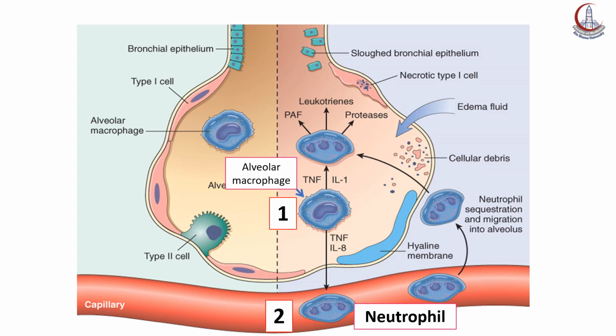These cytokines go to the blood and attract the neutrophils, which go inside the alveolus and secrete different proteolytic enzymes. These enzymes lead to damage of the lining epithelium of the alveolus with formation of alveolar hyaline membrane.